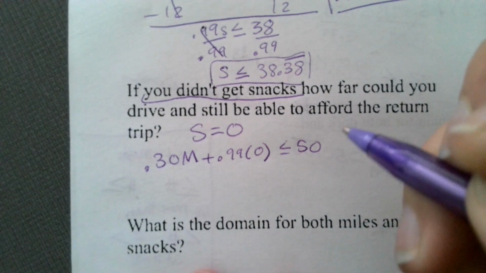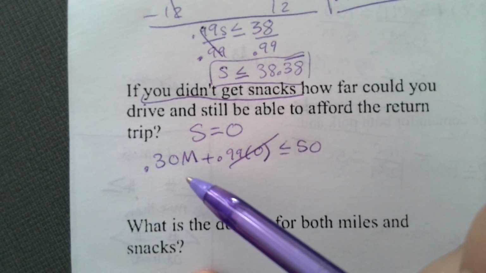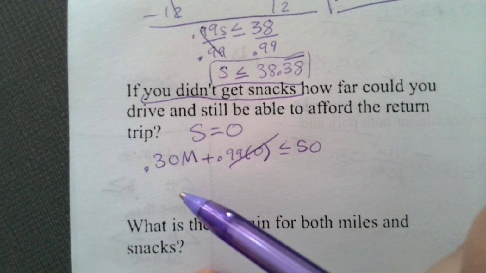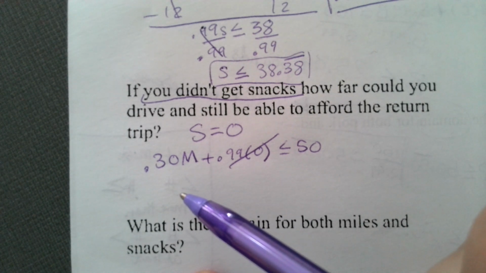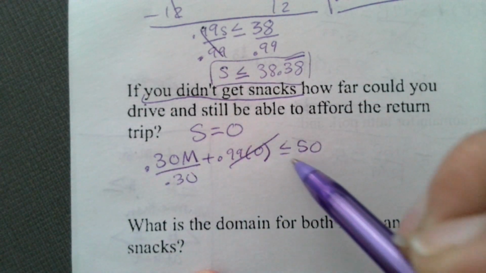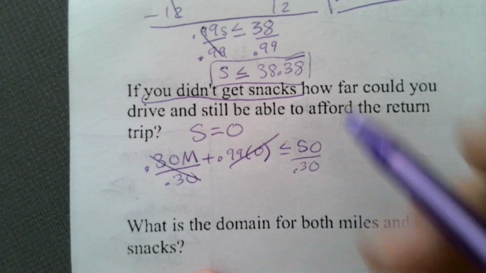What's 0 times 99? 0. How do I get the miles alone? Add, subtract, multiply, or divide? Jesus, what do I do? Paul, can you get me that number? 50 divided by 0.3?